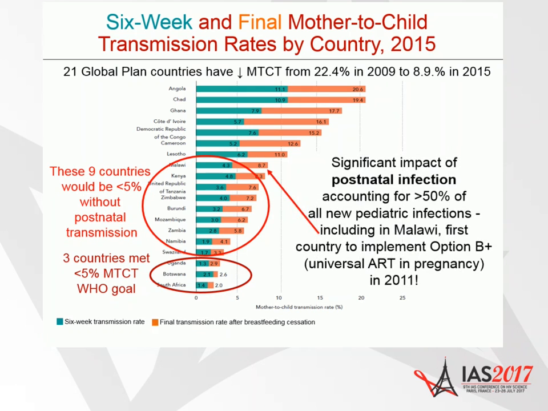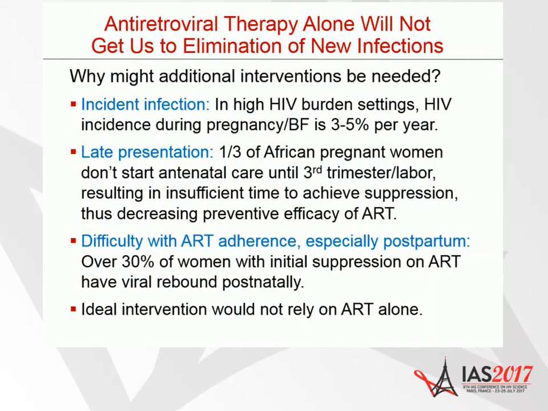And if you look at those orange bars, you can see the significant impact of postnatal infection, accounting for more than 50% of all new pediatric infections, and that includes Malawi, which was the first country to implement Option B plus universal treatment in pregnancy in 2011. So there's still a problem there. So antiretroviral therapy alone is not going to get us to elimination. So why might additional interventions be needed?